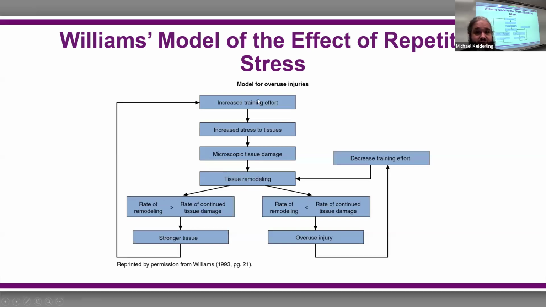And here's the model for overuse injuries. When you increase your training effort, this increases the stress to tissues, which causes microscopic tissue damage, which leads to tissue remodeling. If the rate of remodeling is greater than the rate of continued tissue damage, you get stronger tissue and can increase your training effort more. However, if the rate of remodeling is less than the rate of continued tissue damage, you get an overuse injury, because that damage builds up. So you need to decrease your training effort and allow tissue remodeling.